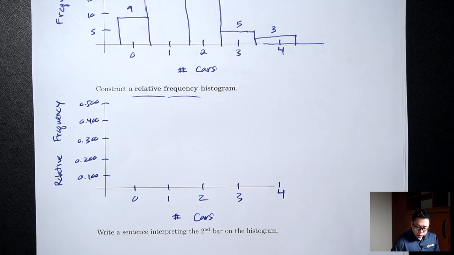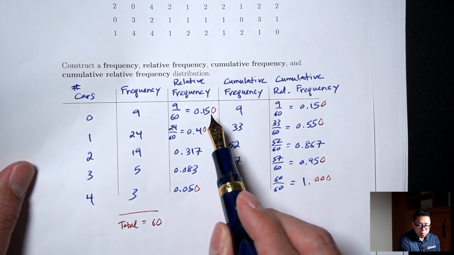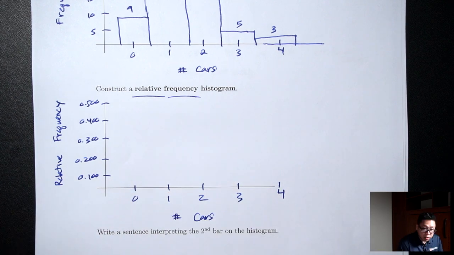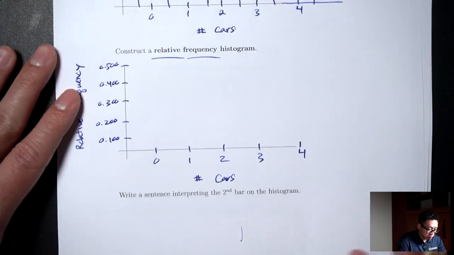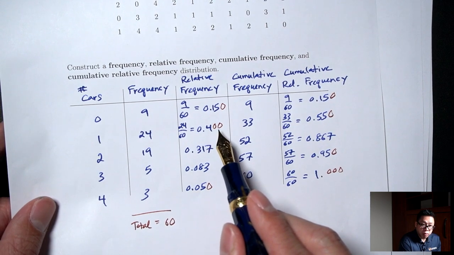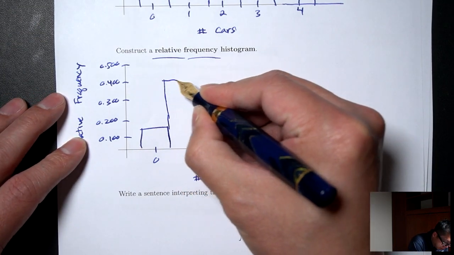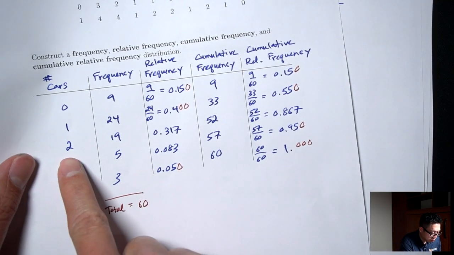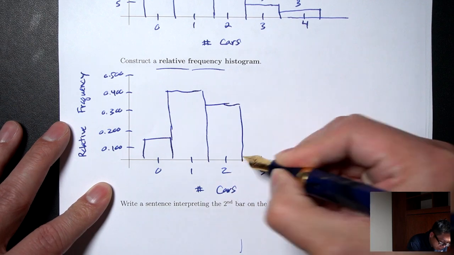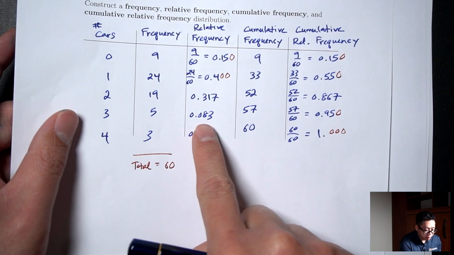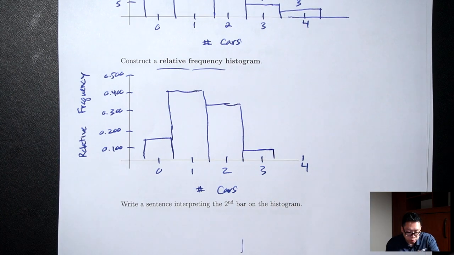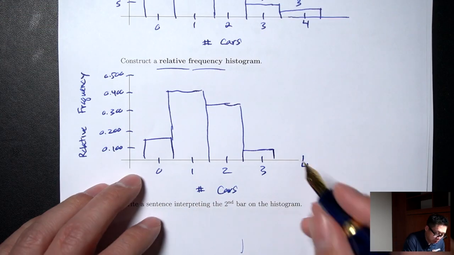And now my bars. The 0 was 0.150, so I think of it as like 150. So 150 would be between a 100 and 200. And remember, this is situation one. Situation one, I'm going to have the numbers in the center of the bars. Next up, 400. Next up, 317. So 317, that should be right here. The 0.083 should be below the 100. And then finally the 0.050, that should be below the 100 also.